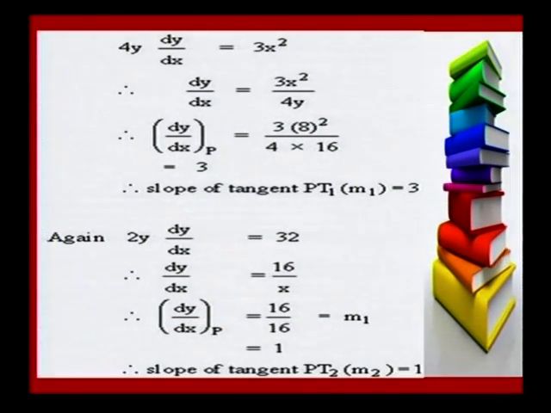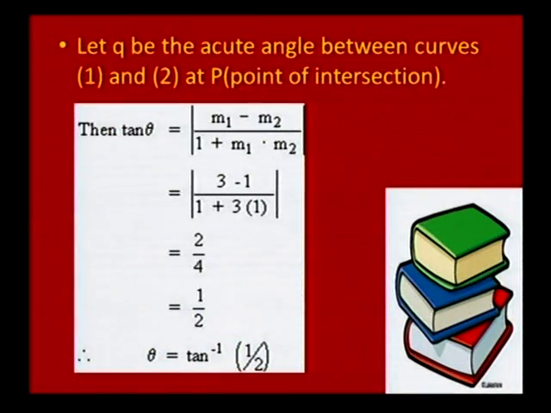And by differentiating the equations, m1 is equal to 3 and m2 is equal to minus 1. So the slope of the tangent at P for the first curve is m1 is equal to 3 and the slope of the tangent for the second curve is m2, equal to 1. So this is the slope m1 and this is the slope m2.